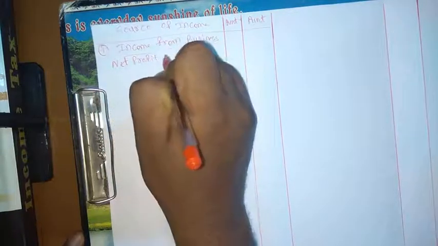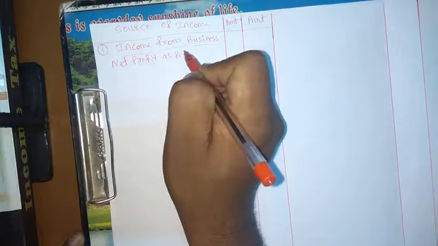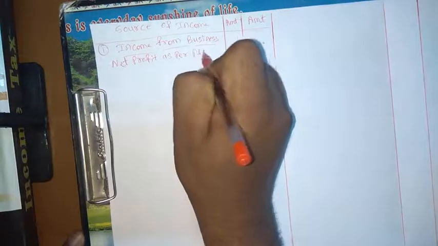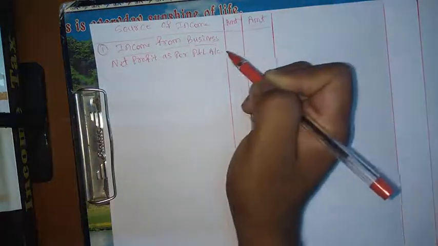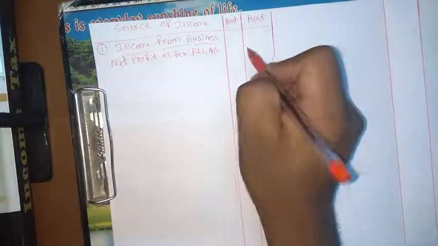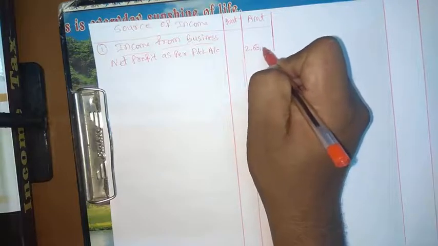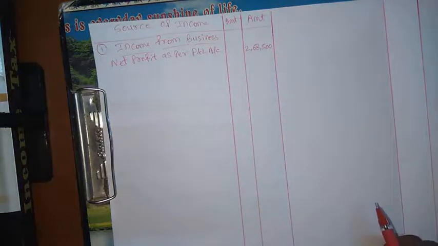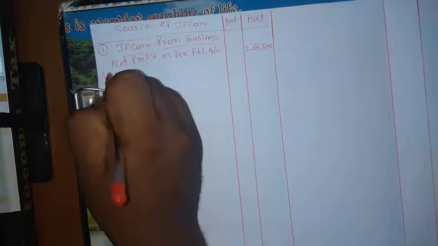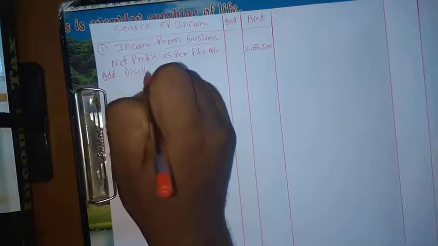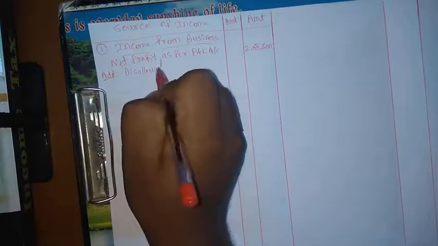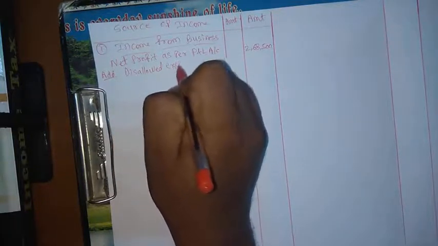Under this, net profit as per P&L account. So the net profit given in the problem is 2,68,500 rupees. Now in this, add disallowed expenses.